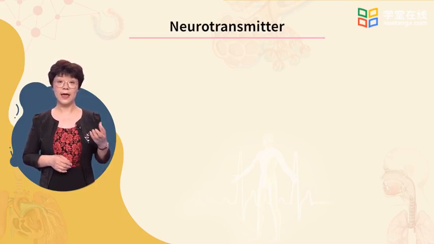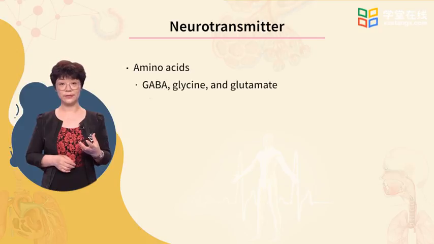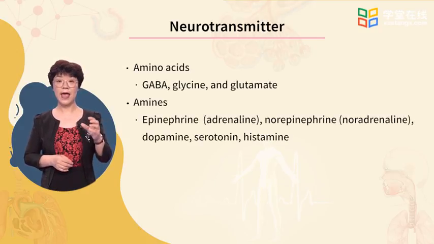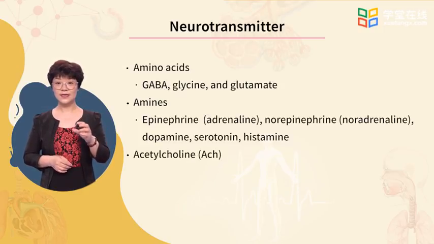Some neurotransmitters are amino acids, such as GABA, gamma-aminobutyric acid, glycine, and glutamine. Some neurotransmitters are amines. Examples include epinephrine or adrenaline, norepinephrine or noradrenaline, dopamine, serotonin, and histamine. Acetylcholine, ACh, is another type of neurotransmitter. It is formed from choline and acetyl coenzyme A. The neurotransmitters can either excite or inhibit neurons or effector cells, with which the axons are in close contact. Thus, we have so-called excitatory neurotransmitters and inhibitory neurotransmitters.